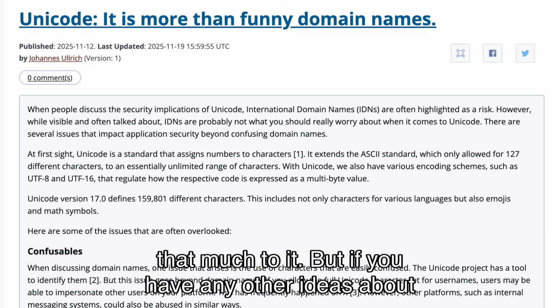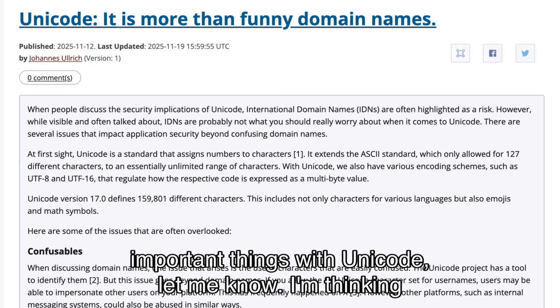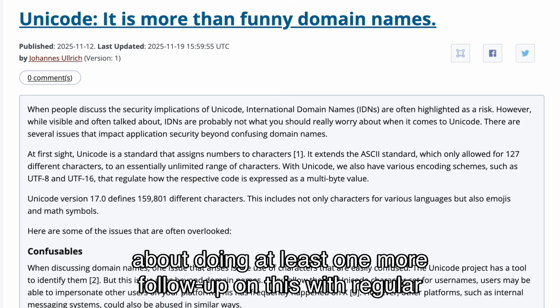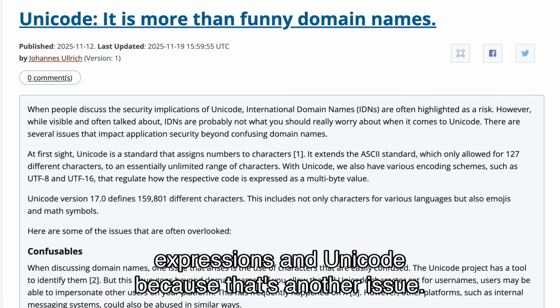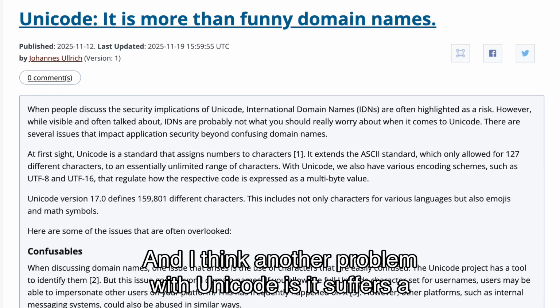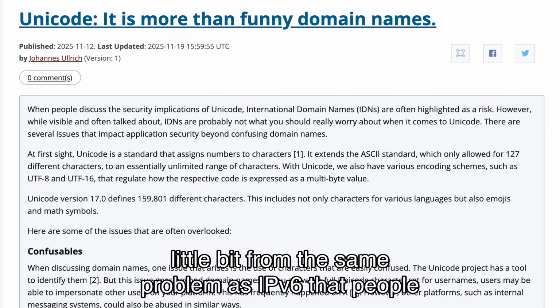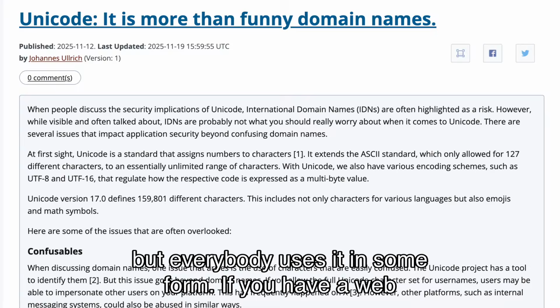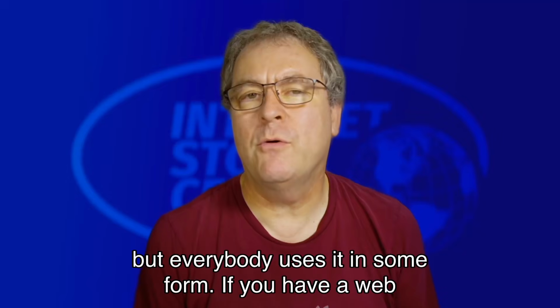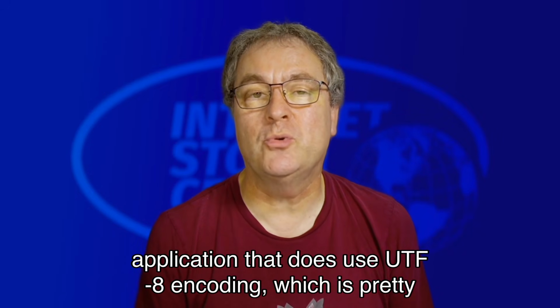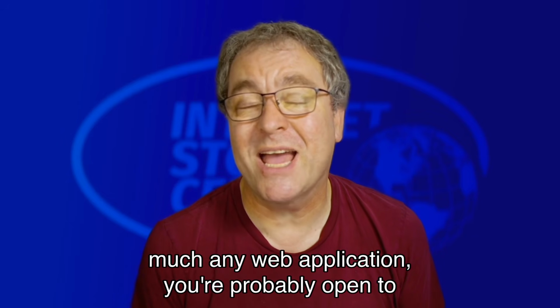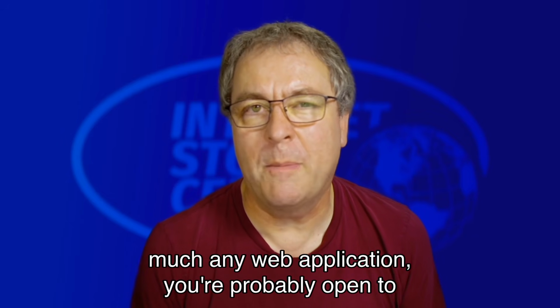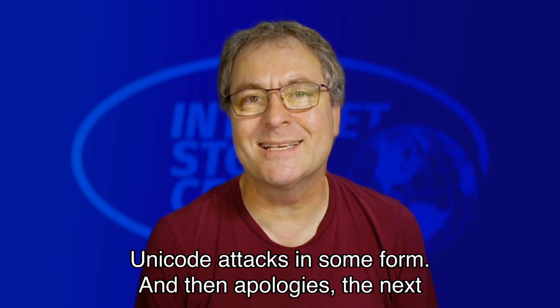There isn't really that much to it, but if you have any other ideas about important things with Unicode, let me know. I'm thinking about doing at least one more follow-up on this with regular expressions and Unicode, because that's another issue. And I think another problem with Unicode is it suffers a little bit from the same problem as IPv6, that people kind of ignore it. They don't really think they're using it, but everybody uses it in some form. If you have a web application that does use UTF-8 encoding, which is pretty much any web application, you're probably open to Unicode attacks in some form.